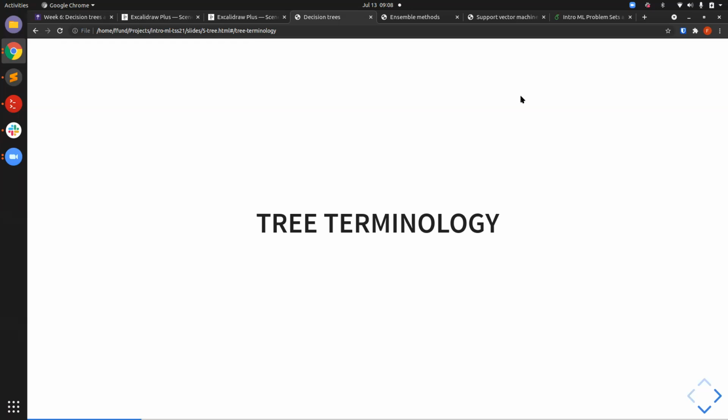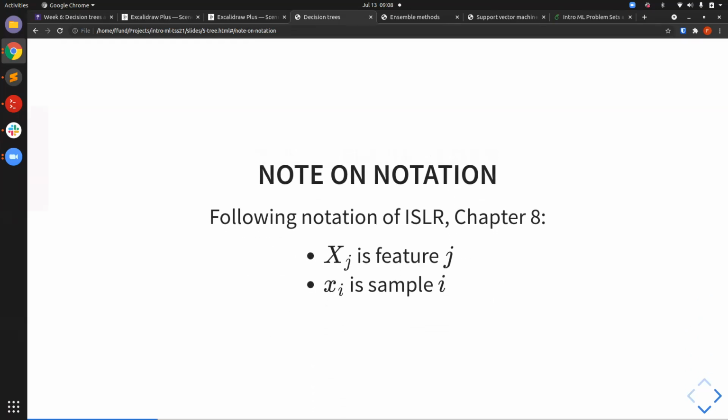And in terms of notation, we're going to follow a little bit different notation here because we want to be able to talk about features more easily. So when we want to talk about a feature, we're going to use a capital X notation. And when we want to talk about a sample, we're going to use a lowercase x notation. So this is a little bit different than what we have done before.